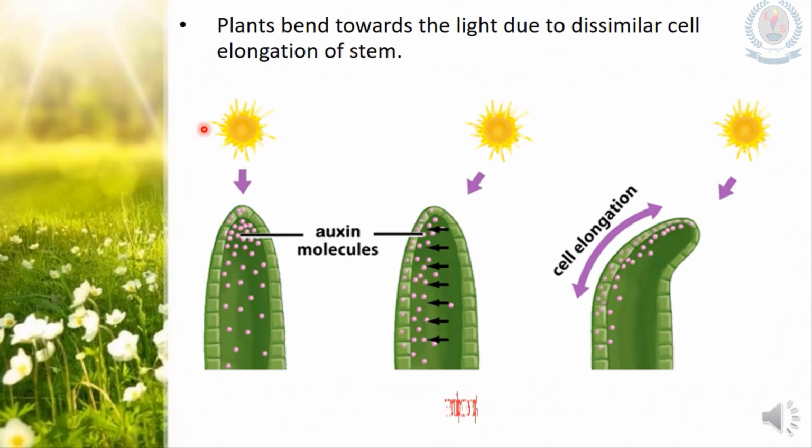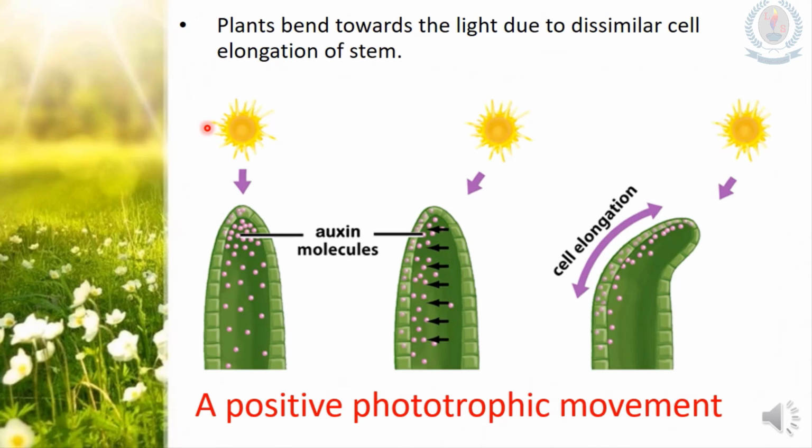This phenomenon we know as a positive phototropic movement. A positive phototropic movement, because the plant is bending towards the light.